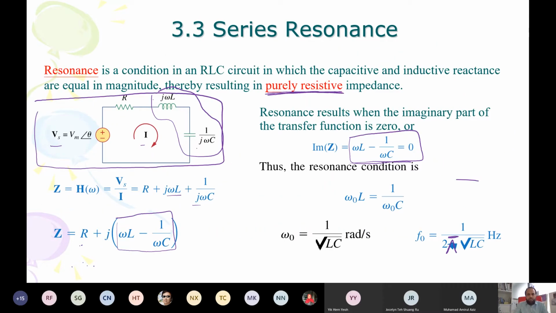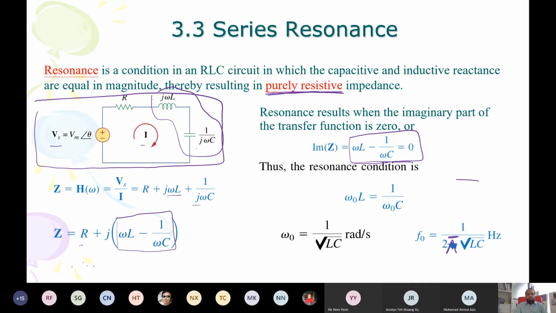Oh yeah, I clicked on this frequency thing. So anyway, resonance results when the imaginary part of the transfer function is 0. So this is the imaginary part. This has to be 0. This means we can use this and we can find omega. And for this one, we call it omega naught, resonance, and omega naught is equal to 1 upon under root LC.